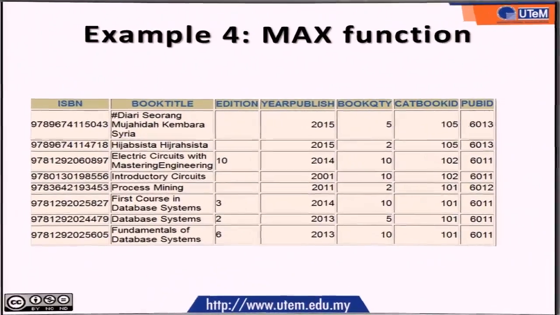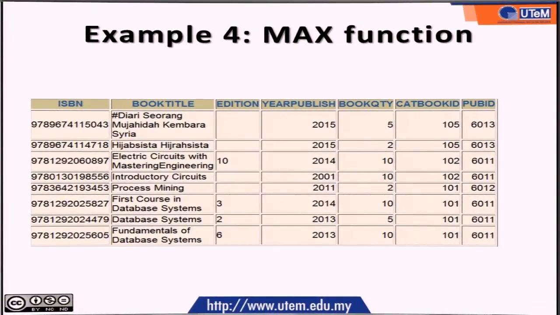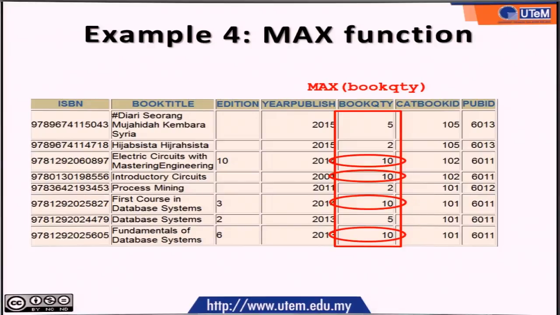The slide shows how the max function works to get the maximum number of copies of a book title. The max function is applied to the book quantity column. This function will select the highest value among all the book quantity values, which is 10. There are 4 book records with the highest book quantity value. However, only one value is returned by the max function.